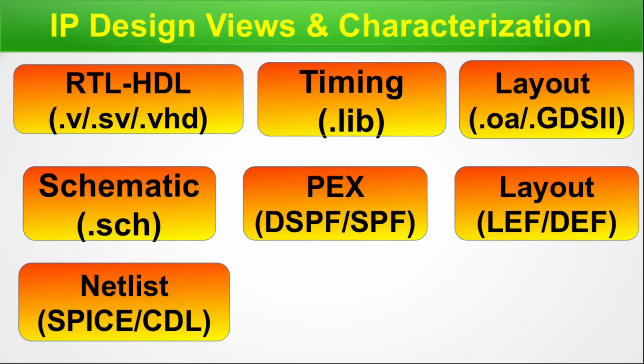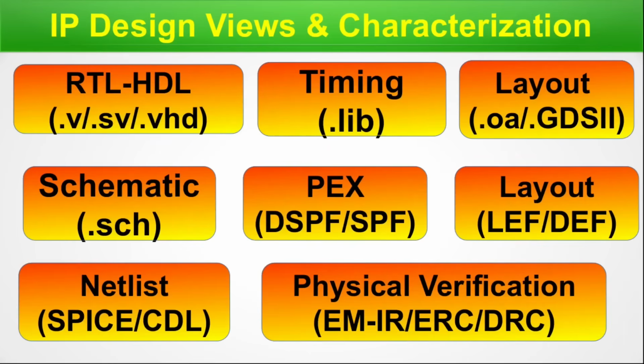SPICE or CDL is another view of the analog IPs. The skill sets are the same as the schematic capture as you can see pictorially above and discussed a few minutes back. Physical verification views are there in the IPs. These could be for EMIR or DRC or ERC or LVS. At this stage, you must have tool knowledge such as ICV, PVS, Calibre, Voltus-Fi, CustomSim, EMIR, etc.